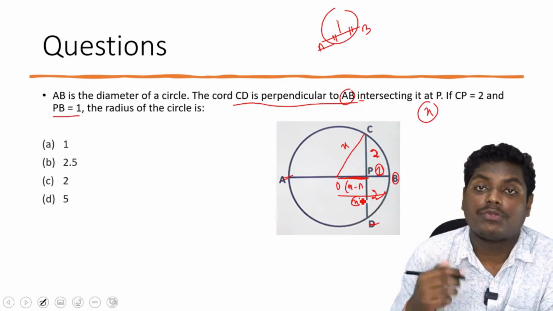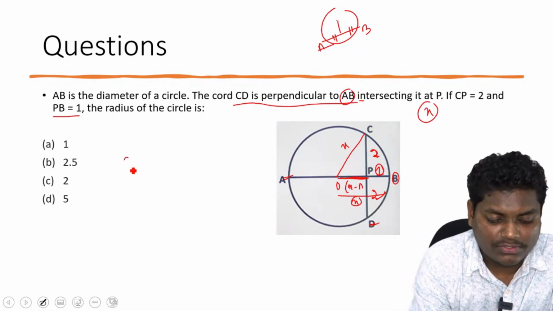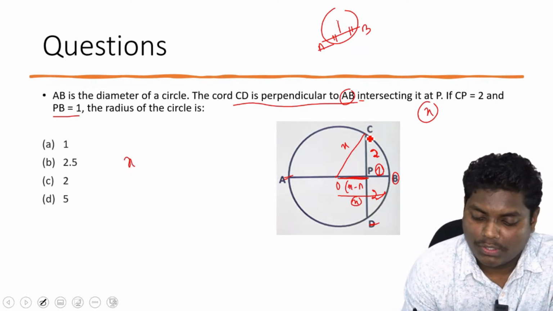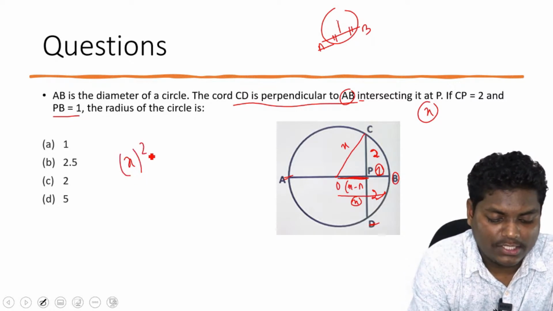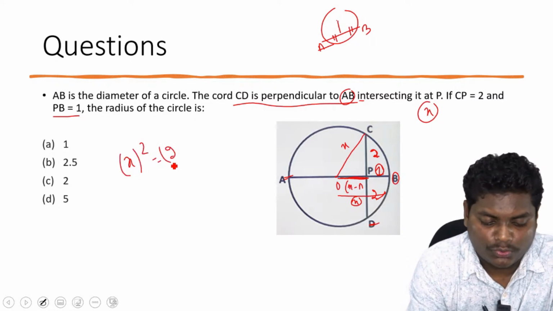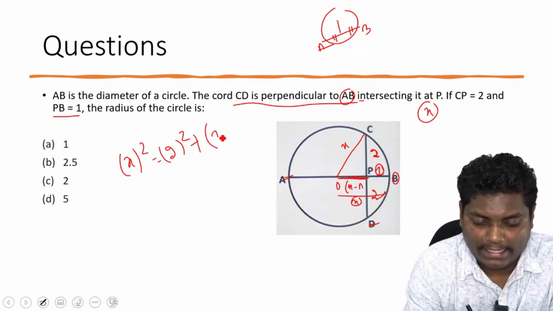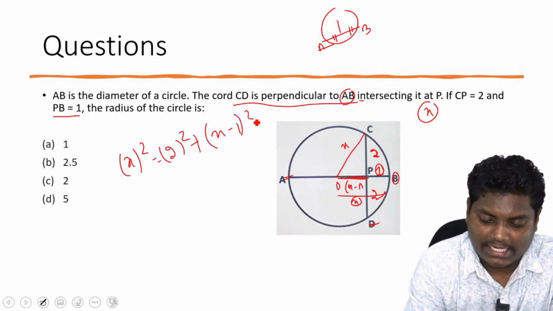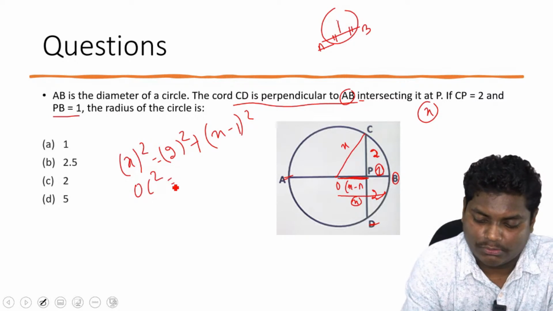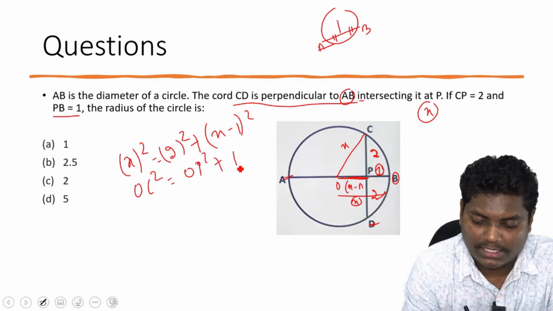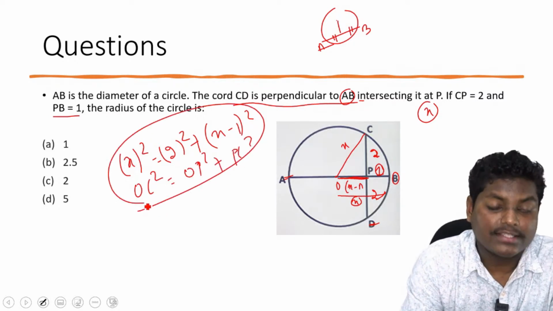Now just use Pythagoras theorem. So what is Pythagoras theorem? The square of the third side, x square, is equal to 2 square plus x minus 1 square. So basically we are doing OC square is equal to OP square plus PC square. This is the thing that we are doing.